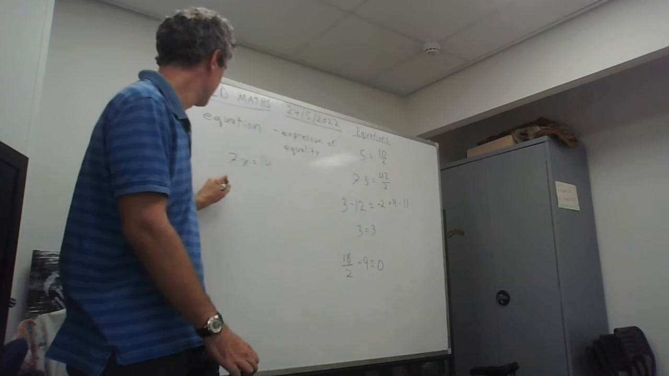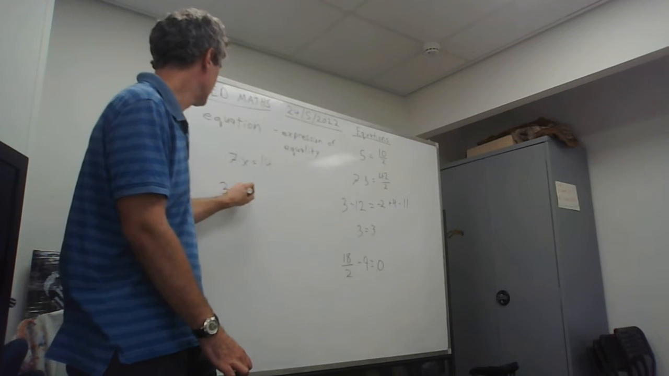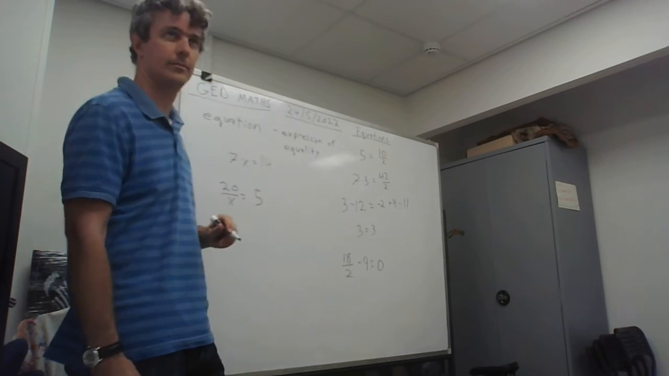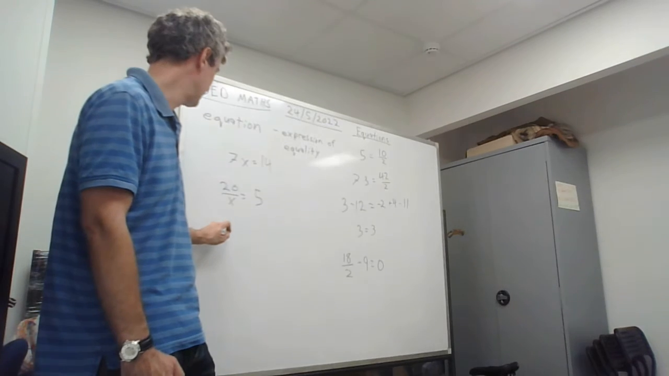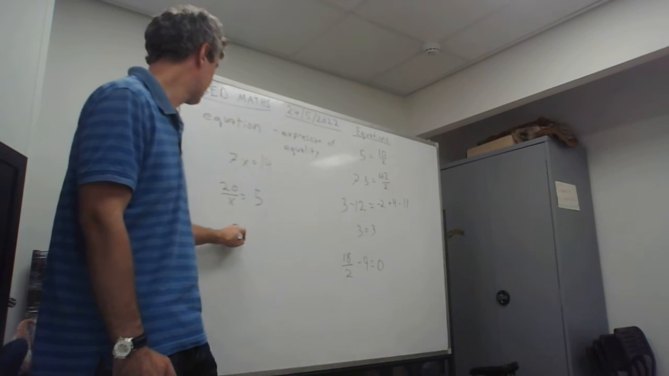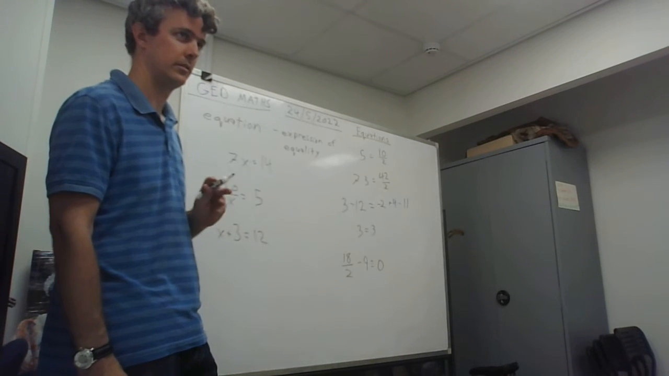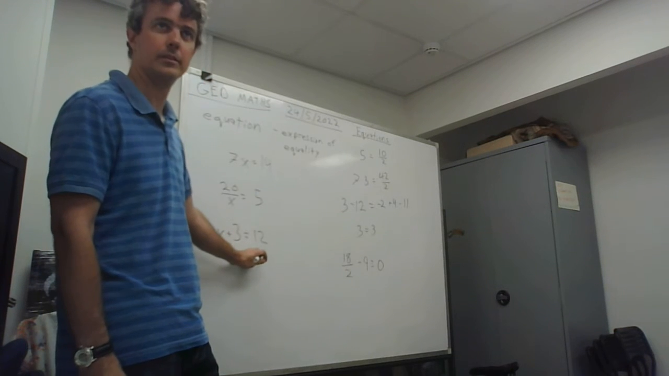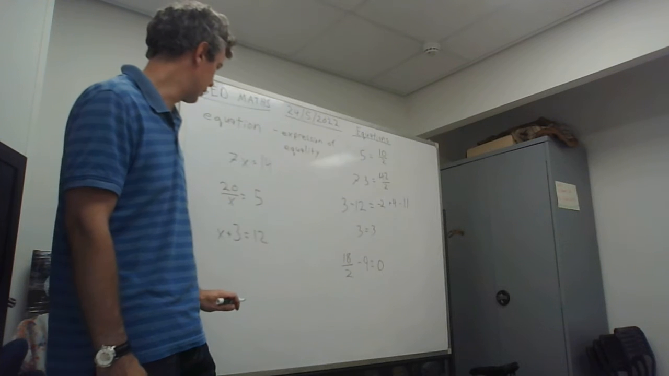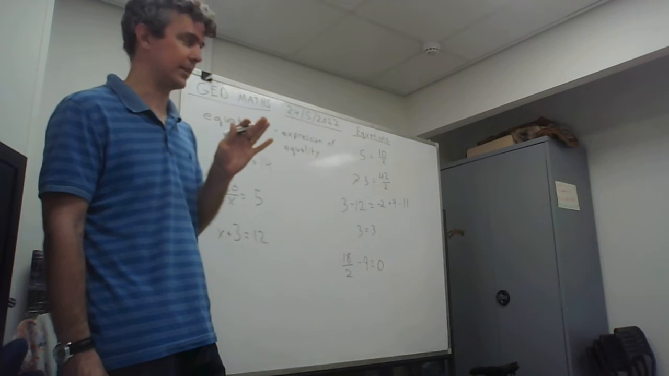So say we have this one, 20 over x equals 5. x equals 4, right? These are some basic ones. How about x plus 3 equals 12? 9. It's plus, not multiplied. So it's x plus 3 equals 12, right? So that's the way of doing these. So now what we have is a specific way of solving for x when we have equations.